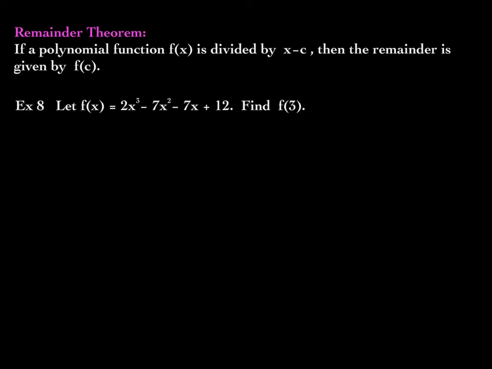Your coefficients are 2, negative 7, negative 7, positive 12. All right. And they gave you your c value. Remember, your c value, f of c, f of 3. So 3 is your value that you put right here. Don't put the opposite of 3, not in this context, because they already gave you the c value explicitly.